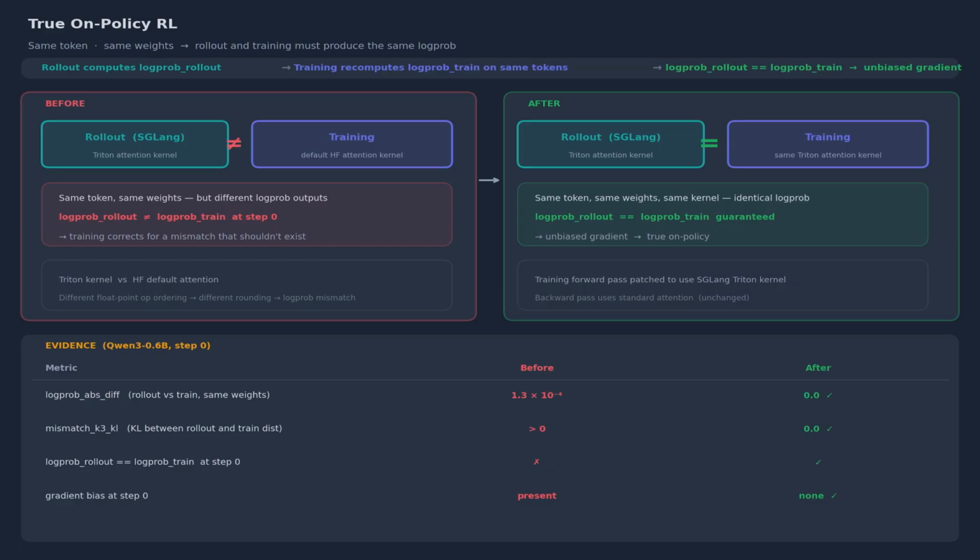So at the bottom, this is our little experiment to show with and without true-on policy. Without true-on policy, we see non-zero log and ref log prob difference. And with true-on policy, it's all going to be 0, and we have 0 gradient bias.